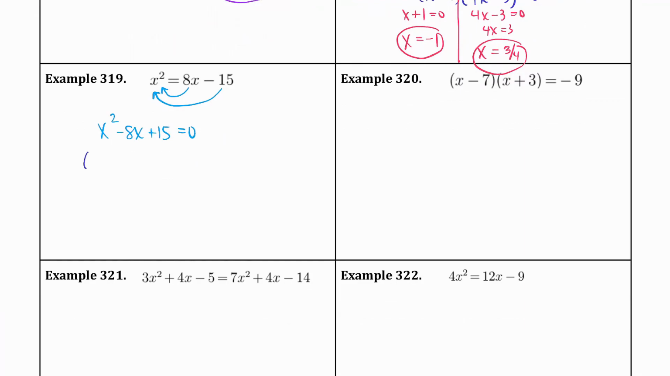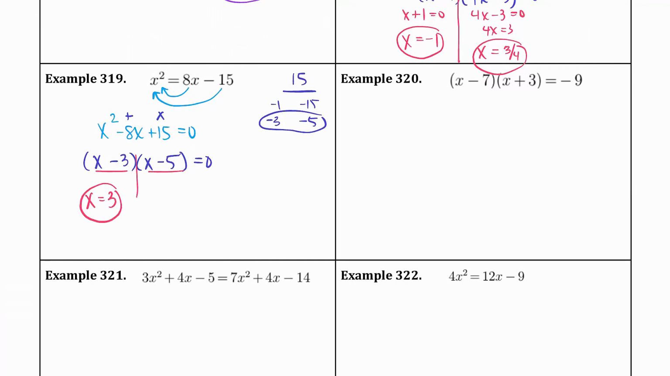Same process here. We need to factor this. Because our a is equal to 1, this is our favorite to factor. All we have to do is think of two numbers that multiply to give me 15, add to give me negative 8. We know they both need to be negative, so I could have negative 1 and negative 15, or negative 3 and negative 5. This one's going to work. So we end up with x minus 3, x minus 5. Here we could write out the two equations, or if we know that this is going to equal 0, this is going to equal 0. Our solutions are x equals positive 3, x equals positive 5.